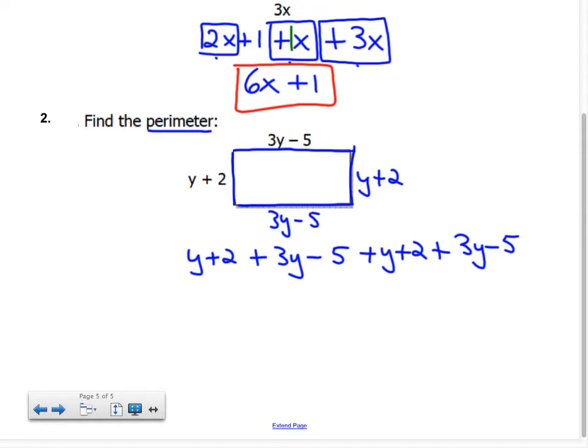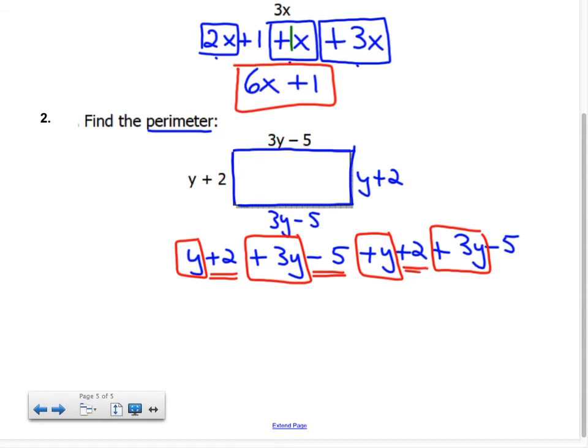So let's combine like terms. So I've got a y here, a plus 3y here, another y here, and another plus 3y here. And then I have some constant terms, a positive 2, a negative 5, another positive 2, and another negative 5. So let's add up the y terms. This is like a 1y, so is this one. So let's add the coefficients. I've got 1 plus 3, that's 4, plus another one is 5, plus another 3 is 8.